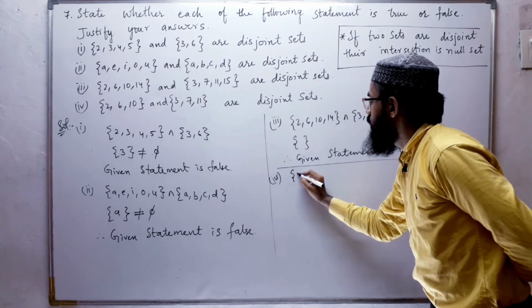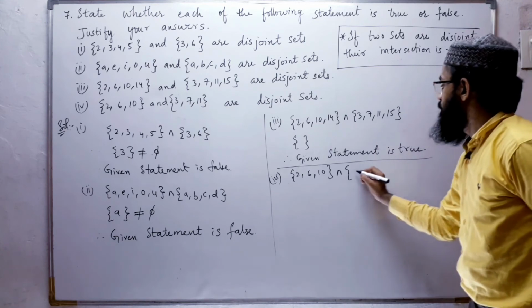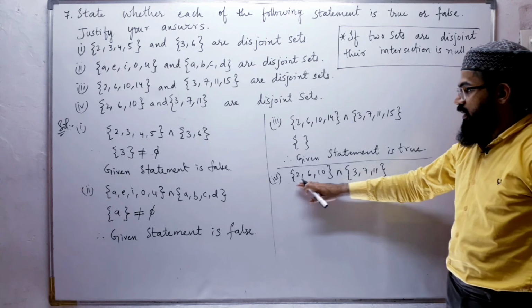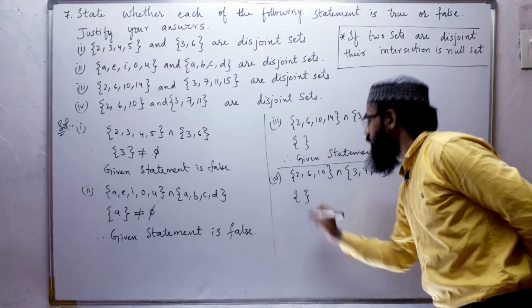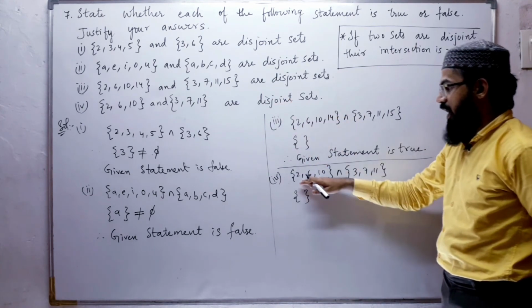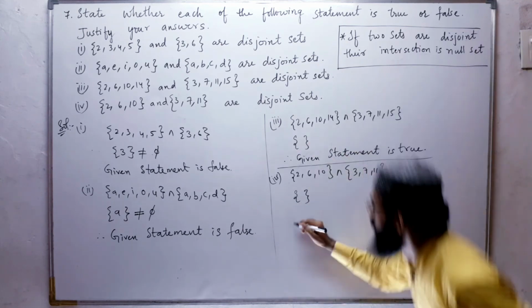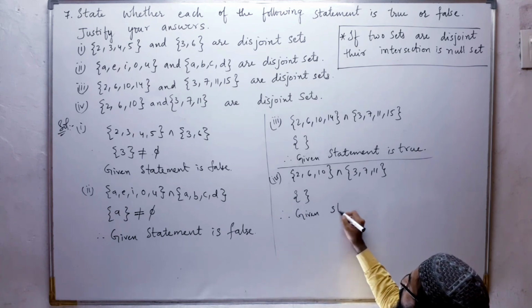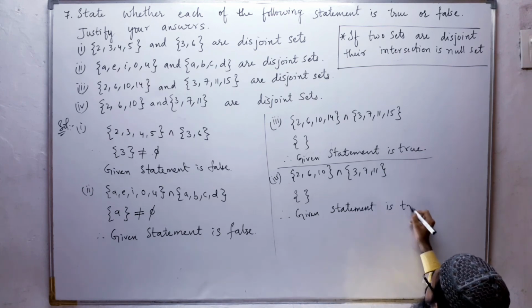Next is the fourth bit. So what are the given sets? {2, 6, 10} intersection {3, 7, 11}. Is there any common element between these two? No. That means it is a null set. They said that these are disjoint, and we have seen that it is a null set. Null set means it is disjoint. Therefore, the given statement is true.